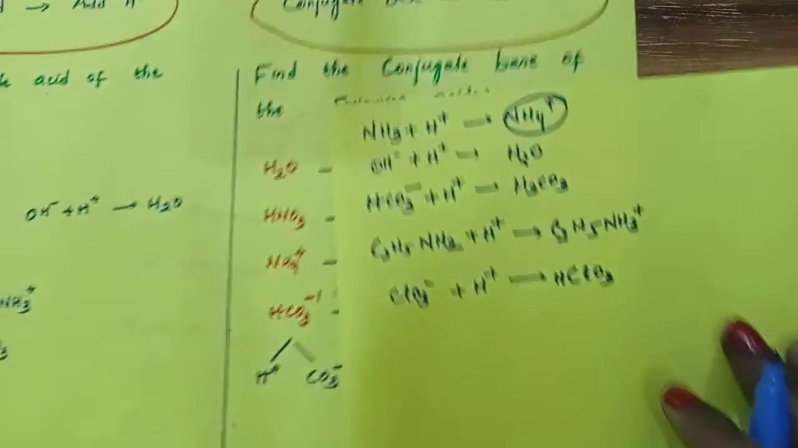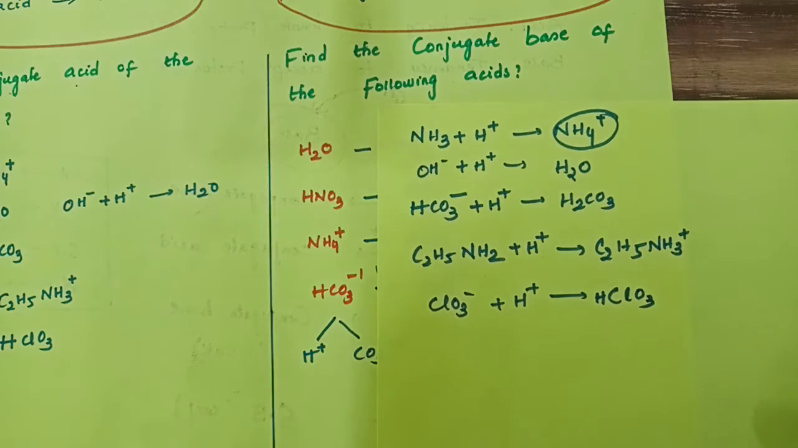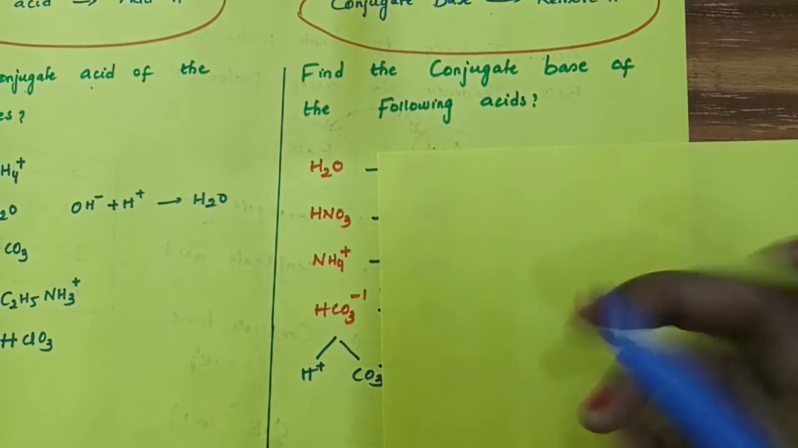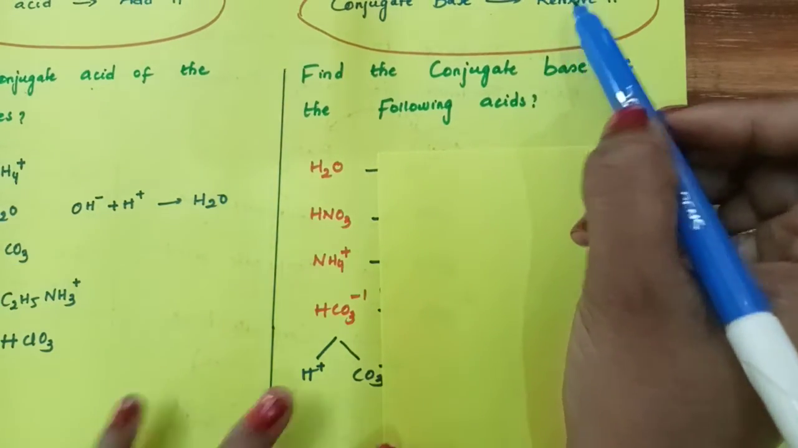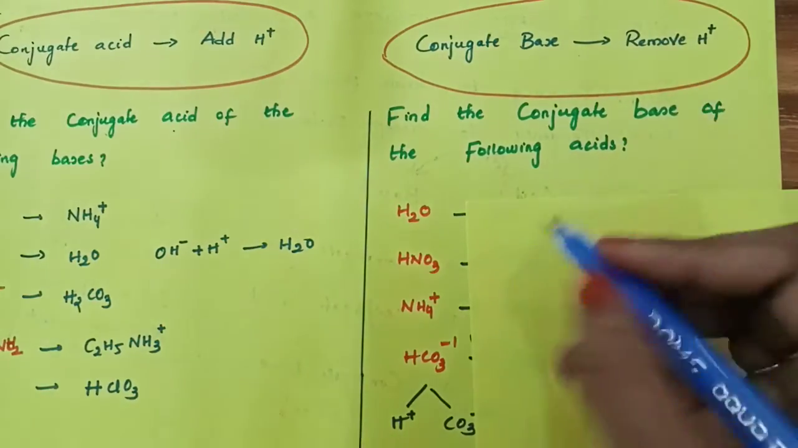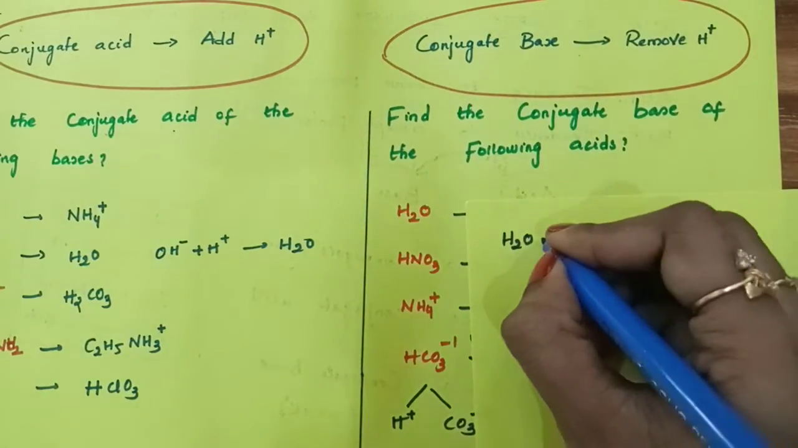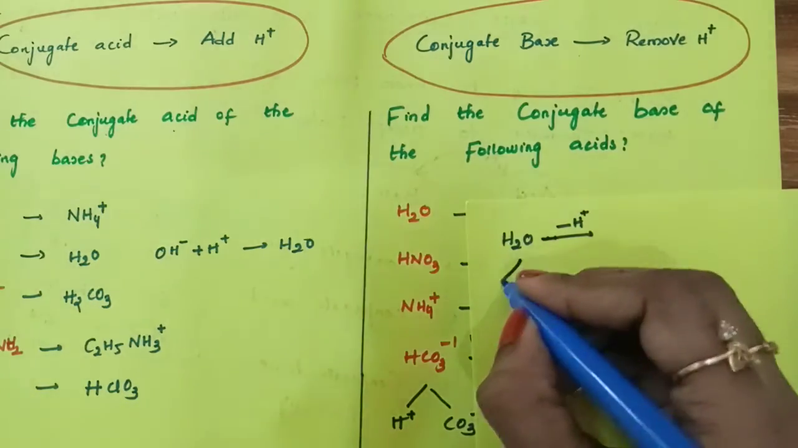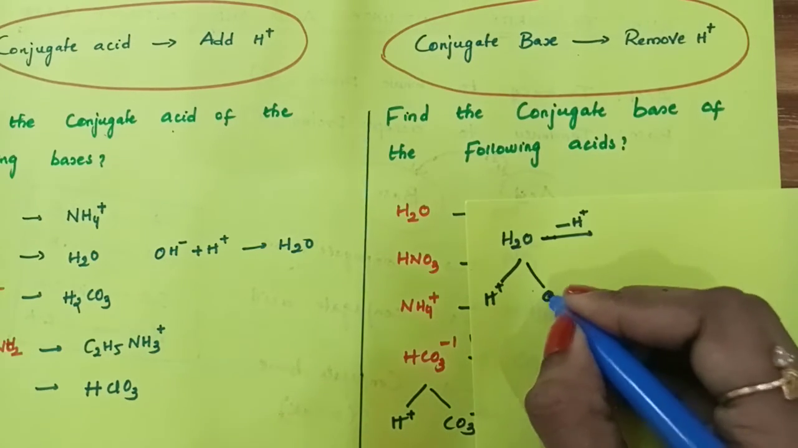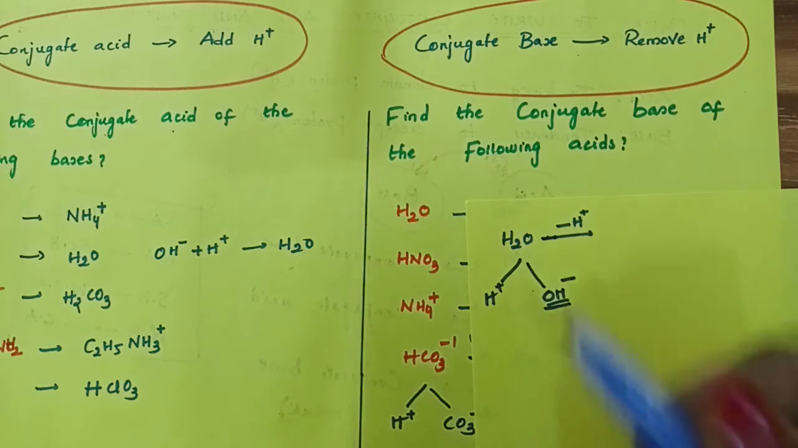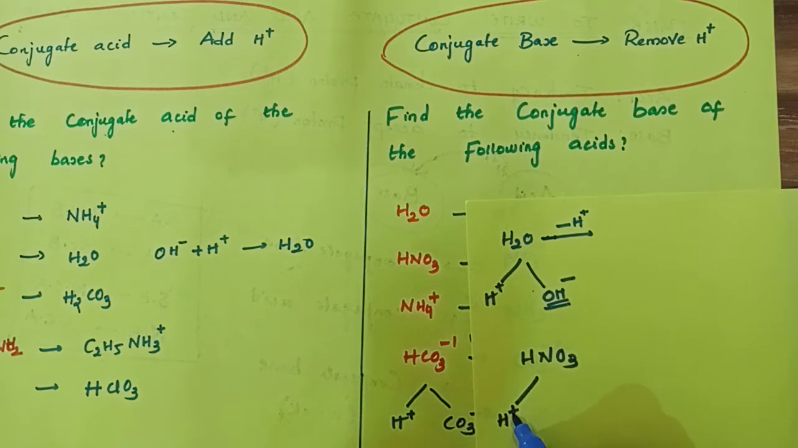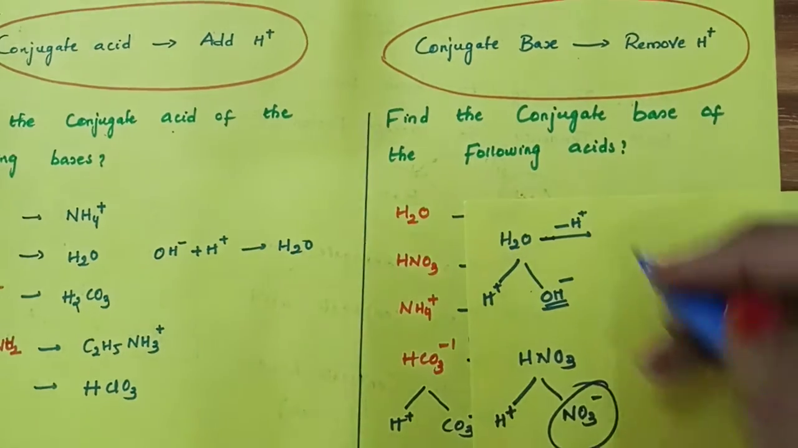To find the conjugate base of the acids, you remove the H plus ion. So for water, if you remove an H plus ion, you will get OH minus as the conjugate base. If you remove H plus from HNO3, it dissociates into H plus and NO3 minus. This will be your conjugate base.